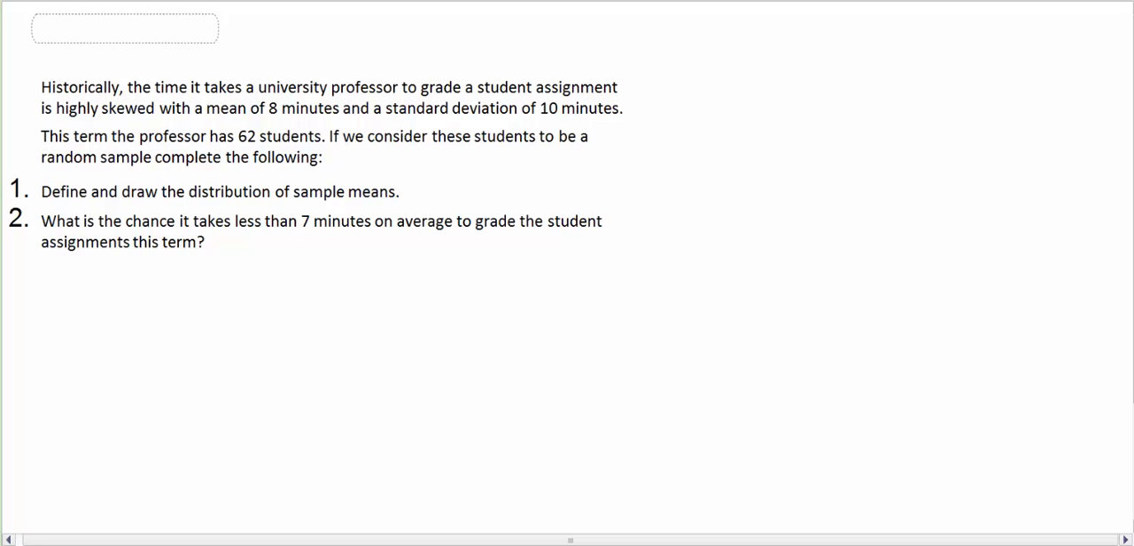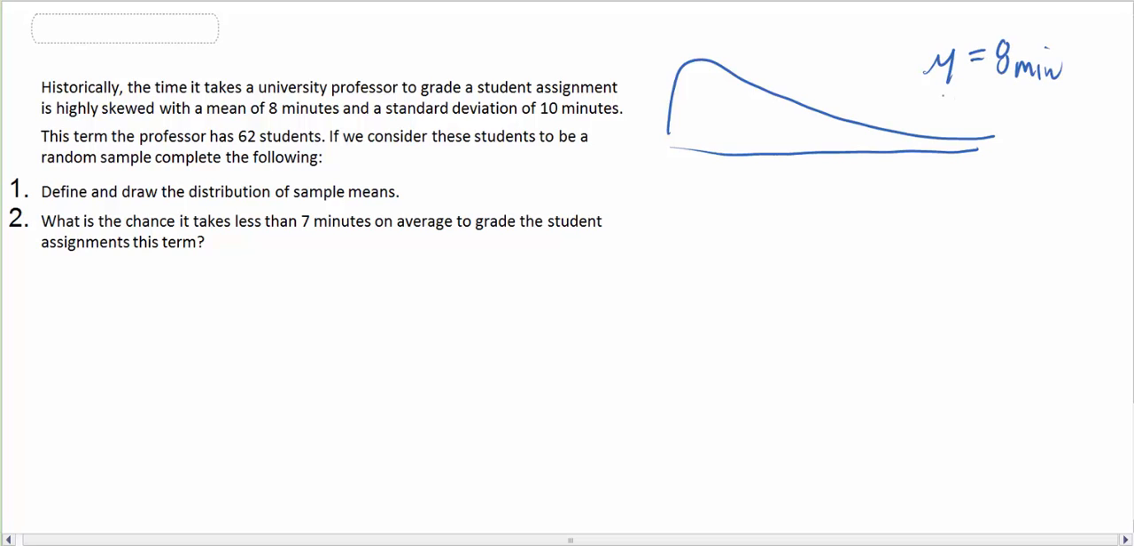In this video, I'll show you how you can use the central limit theorem and ideas from the normal distribution to solve probability problems. So in this case, it says historically the time it takes a university professor to grade a student assignment is highly skewed with a mean of 8 minutes and a standard deviation of 10 minutes. So perhaps the distribution of the population looks something like this, with a mean equal to 8 minutes and a population standard deviation equal to 10 minutes.